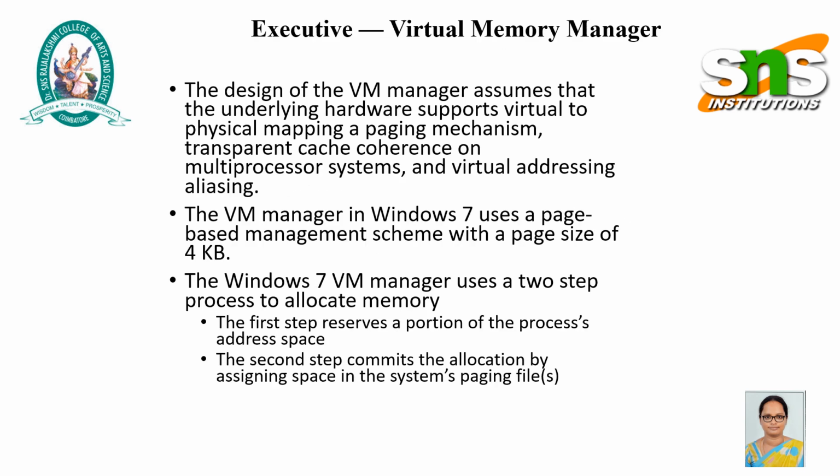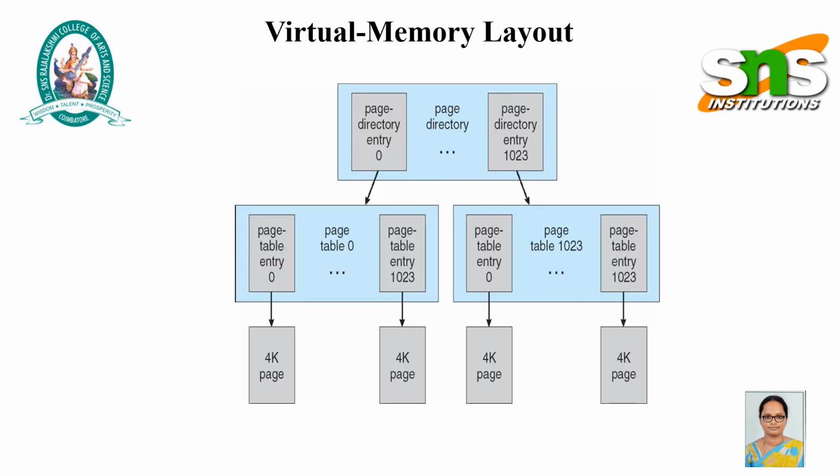The design of the virtual memory manager assumes that the underlying hardware supports virtual to physical mapping and a paging mechanism. The VM manager in Windows 7 uses a page-based management scheme with a page size of 4 KB. The Windows 7 VM manager uses a two-step process to allocate memory. The first step reserves a portion of the process's address space. The second commits the allocation by assigning space in the system's paging file.